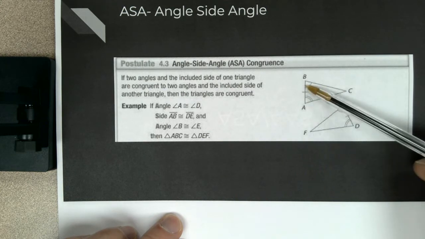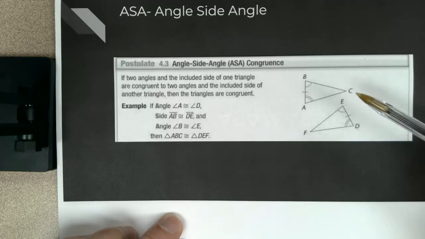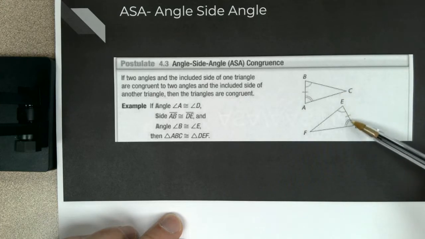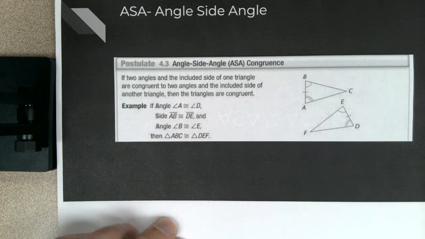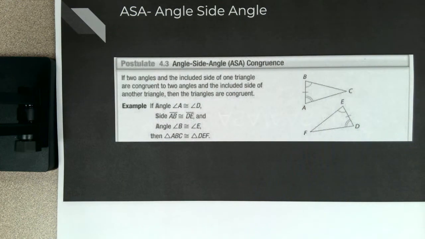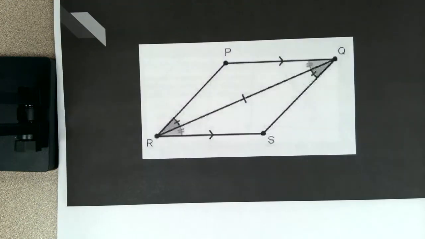So you'll notice here AB is in between angle A and B. ED is between angles E and D. So this would be an example of angle, side, angle. Okay, let's take a look at an example.